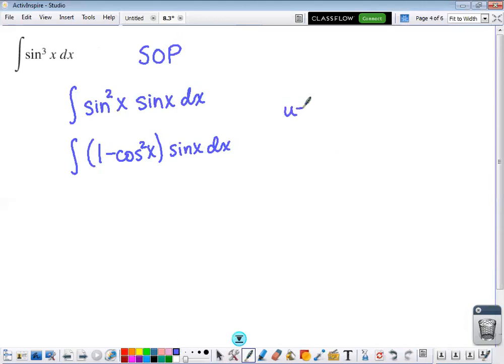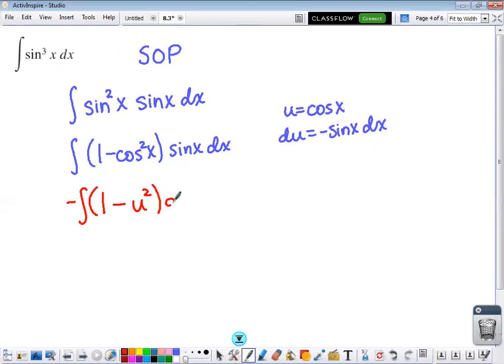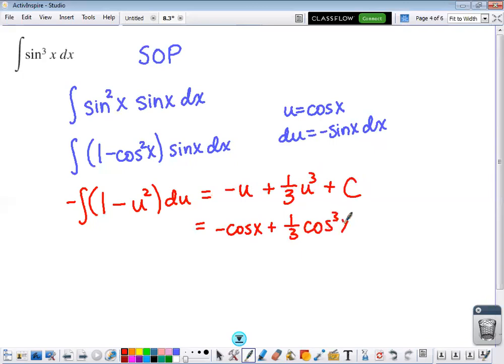Okay, so you can just let your u equal cosine of x. du is negative sine x dx. So we're just missing a negative, so we're going to put a negative in the front. You're integrating 1 minus u squared du. All right, so remember that you're integrating with respect to u here, okay? So the integral of 1 du is u, with the negative in front making it negative u. And then the negative times the negative is going to be a positive, and the integral of u squared is 1/3 u cubed plus c, and then we need to plug our u back in. So negative cosine x plus 1/3 cosine cubed x plus c.